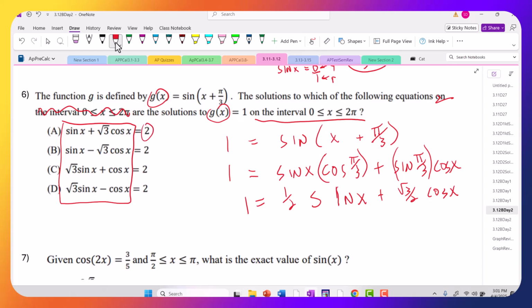What the heck is this? These all equal to... Oh, I know what to do. Whatever you do to one side, say it. Did you say it? I haven't said anything all year long.